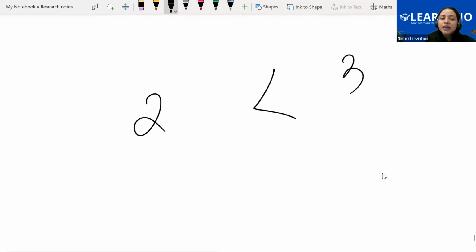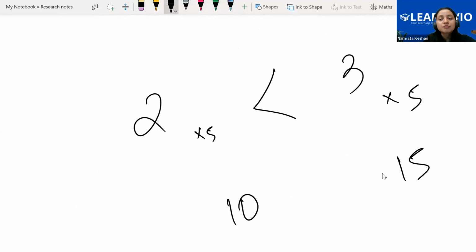If you multiply 5 over here and 5 over here, can you see 5 times 2 is 10 and 5 times 3 is 15? Still it is the less than sign. Yes or no? Yeah.